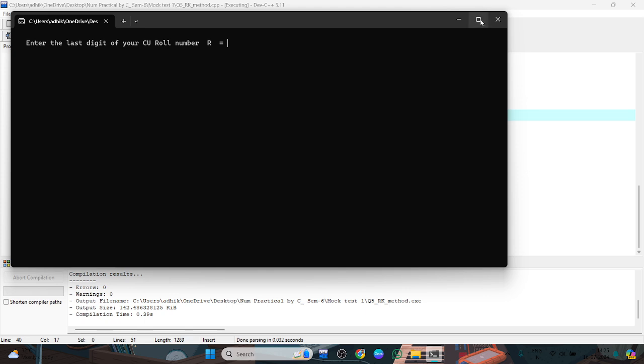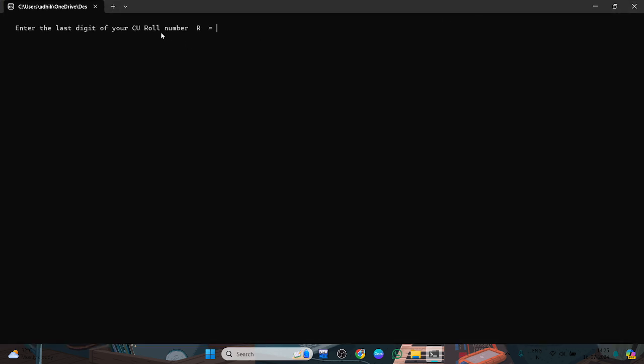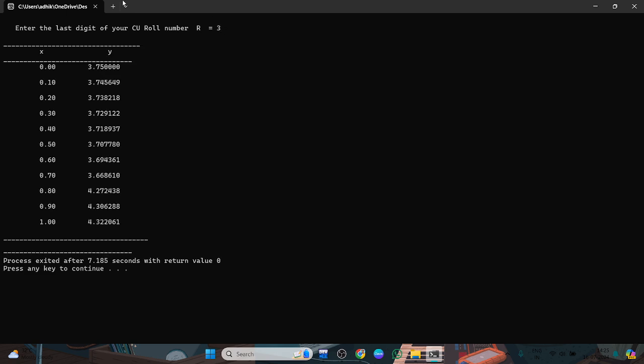Run this program. I entered the last digit of the serial number, 3. So x equal to 0 for y equal to 3.75, x equal to 0.1, y equal to 3.745649, and so on. When x equal to 1, y equals 4.322061.